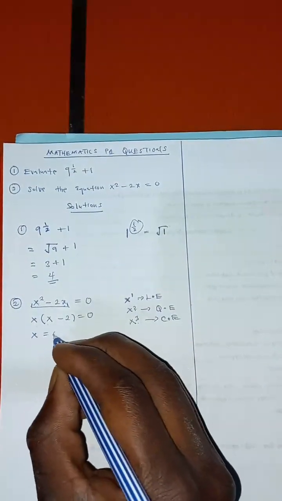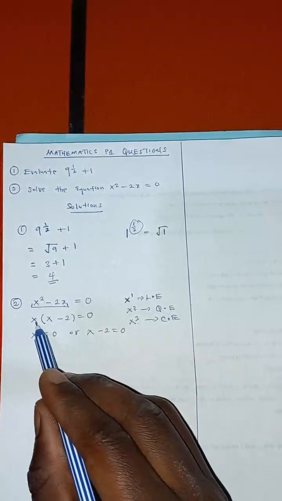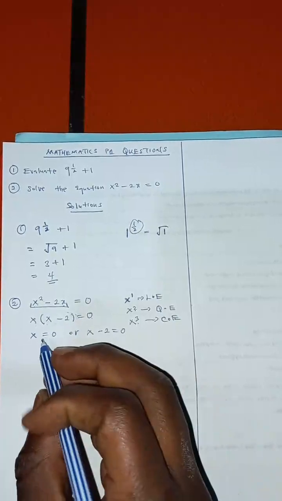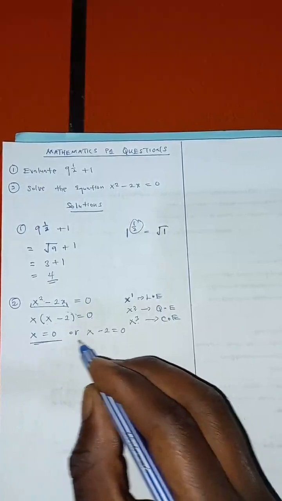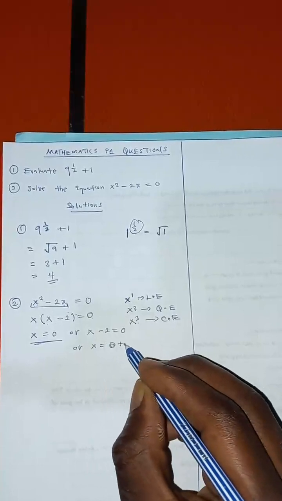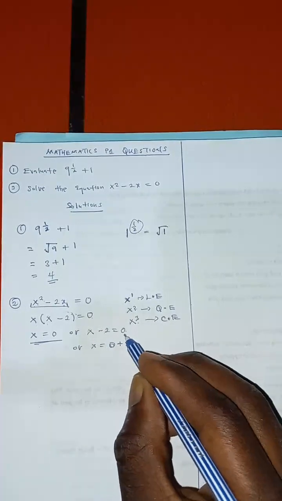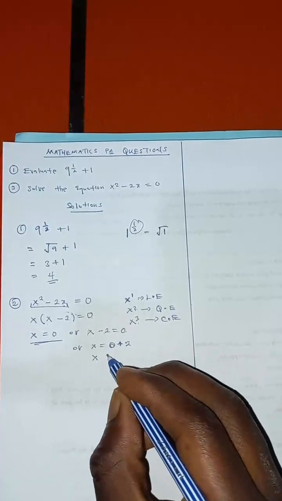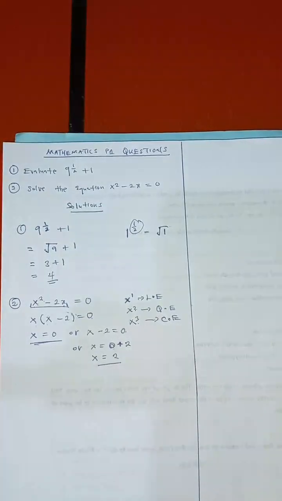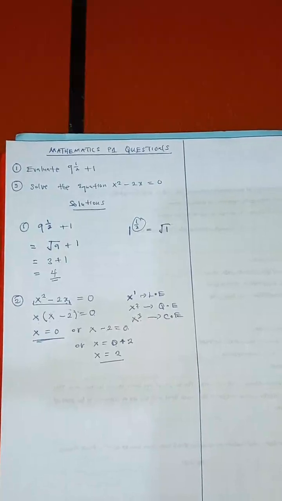So x is equal to 0, or x minus 2 is equal to 0. The x stays as x is equal to 0, or what is in the bracket we also equate to 0. When the negative 2 crosses the equal sign, it carries a positive sign. So we shall say x is equal to 0 plus 2, and our answer is 2. So these are the values of x: x is equal to 0 or x is equal to 2.